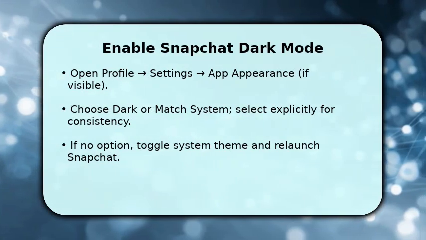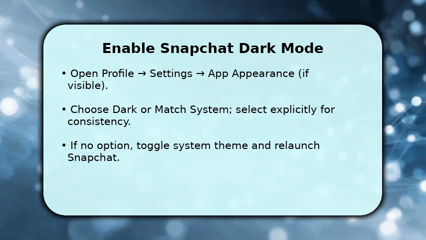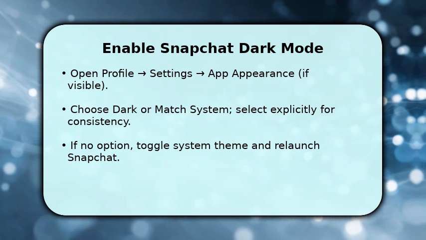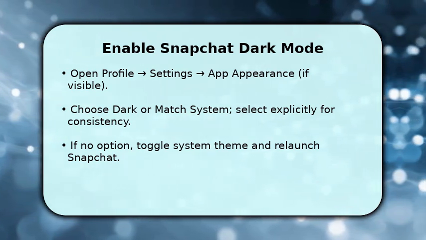Now you enable dark mode inside the app when available. Go to Profile, then Settings, then App Appearance. Choose Dark or Match System depending on your preference.